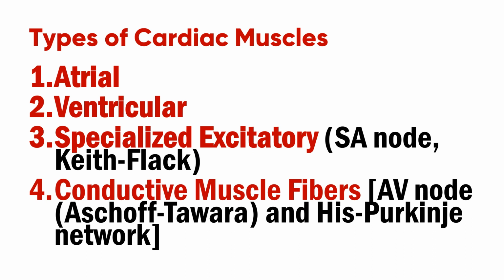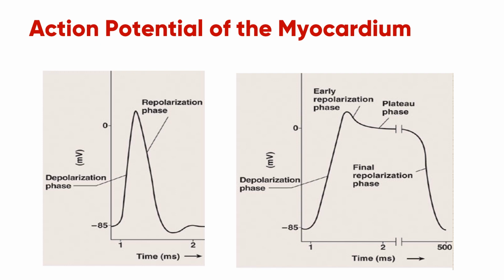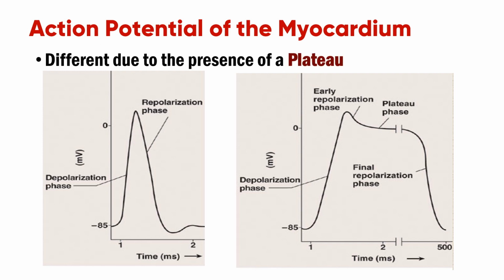We also have the conductive fibers, which include the atrioventricular or AV node, also known as the Aschoff-Tawara, and the His-Purkinje network. Another distinct characteristic of myocardium or the cardiomyocytes is having a plateau in the action potential curve. However, as you may see later in our discussion, not all cardiac muscle types have this. The SA node, the atrial muscles, and the AV node have AP curves similar to those of the skeletal muscles.